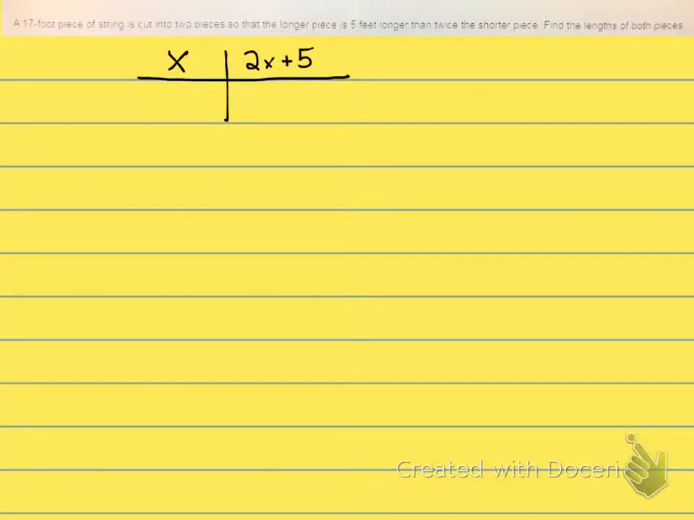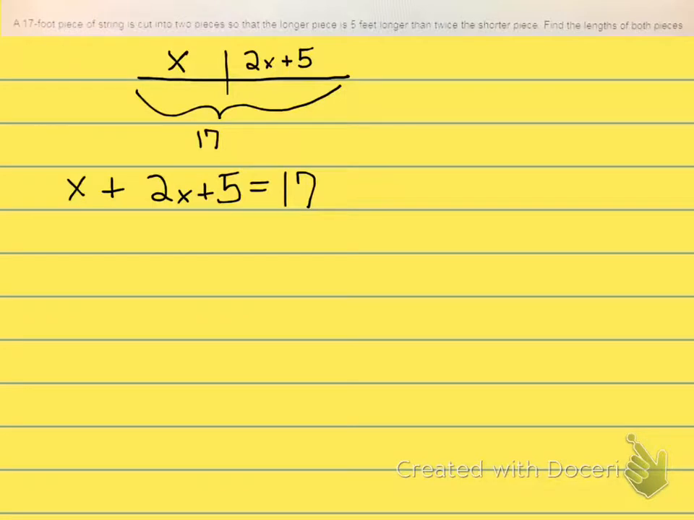Now, the other thing I know is that the whole piece of string from this end to this end is how long? 17 feet. That's right, 17 feet. I will be able to write my equation from here, and then you can solve the equation. So the equation is going to be that the shorter piece plus the longer piece is 17. When I add the shorter piece plus the longer piece, I get 17.